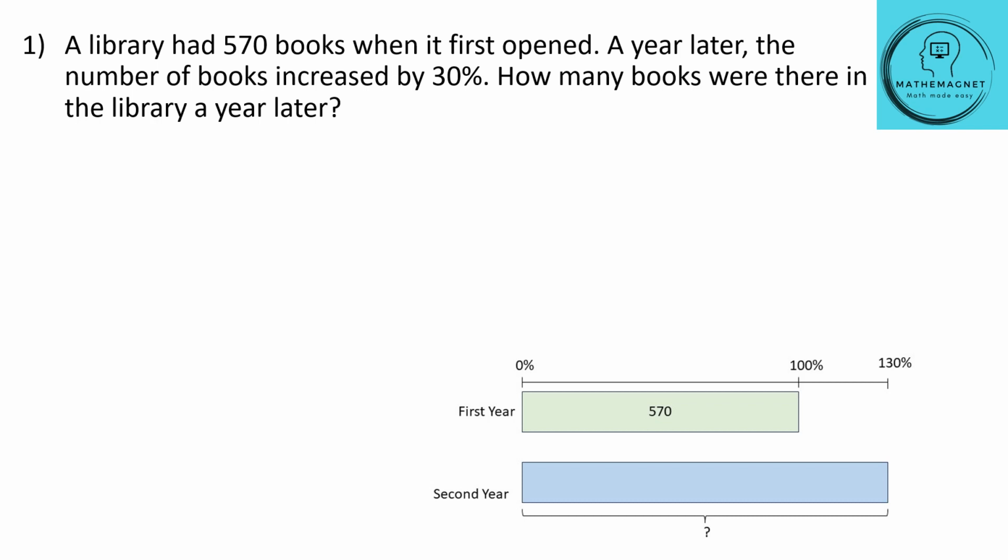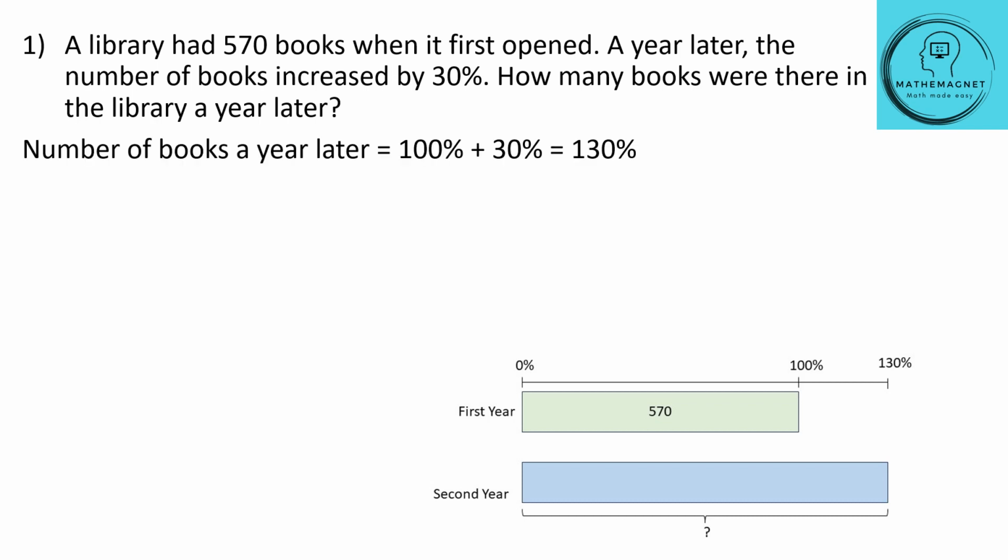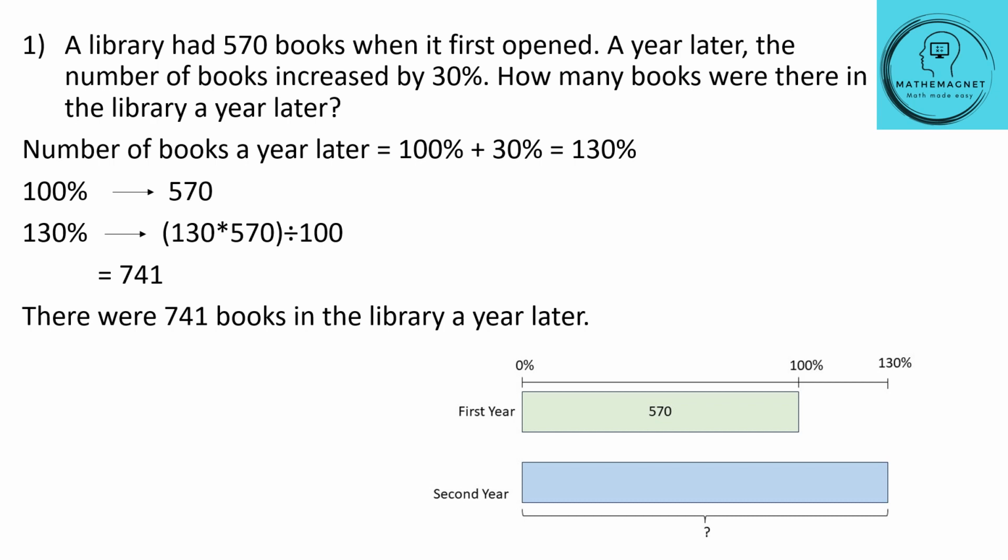So let's begin how to calculate. The number of books a year later will be 100% plus 30%, which is equal to 130%. So we know 100% is 570. 130% will be 130 into 570 divided by 100, which is equal to 741. So there were 741 books in the library a year later.